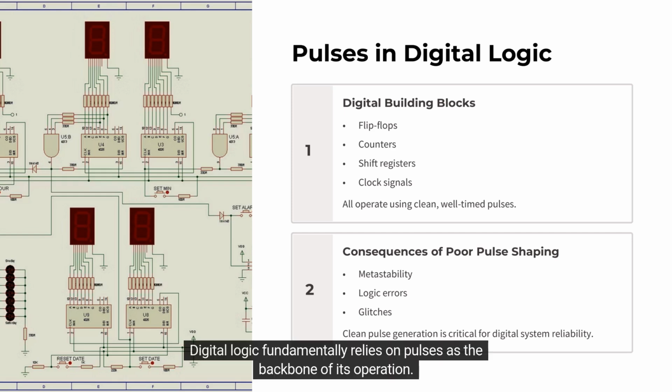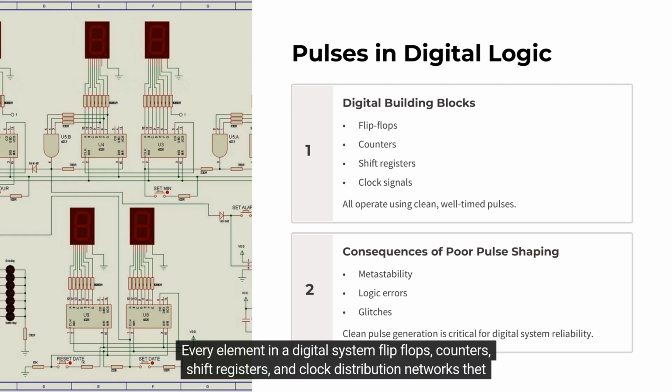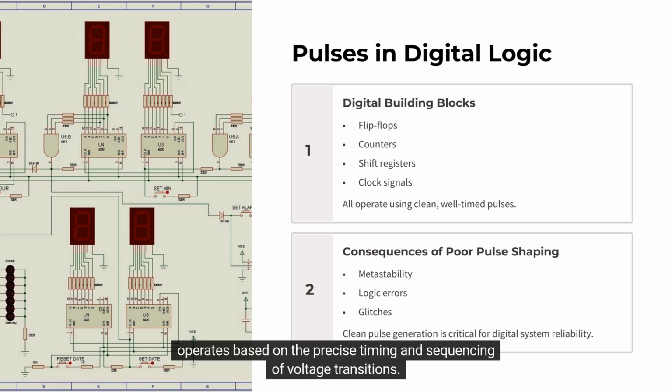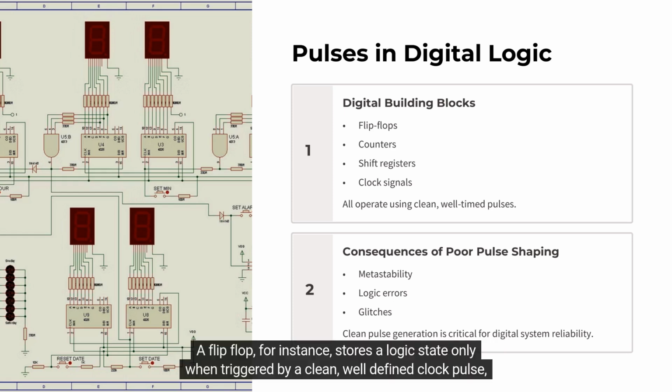Digital logic fundamentally relies on pulses as the backbone of its operation. Every element in a digital system, flip-flops, counters, shift registers, and clock distribution networks, operates based on the precise timing and sequencing of voltage transitions. A flip-flop, for instance, stores a logic state only when triggered by a clean, well-defined clock pulse, while counters and shift registers rely on sequential pulses to advance their states in perfect synchrony.